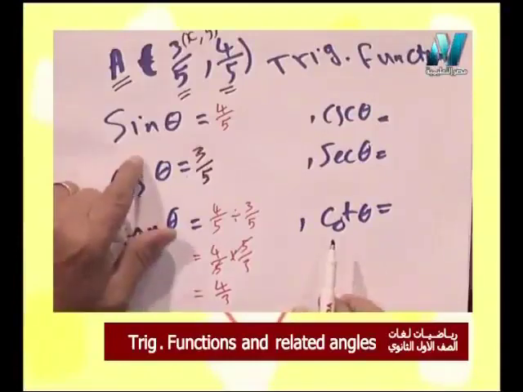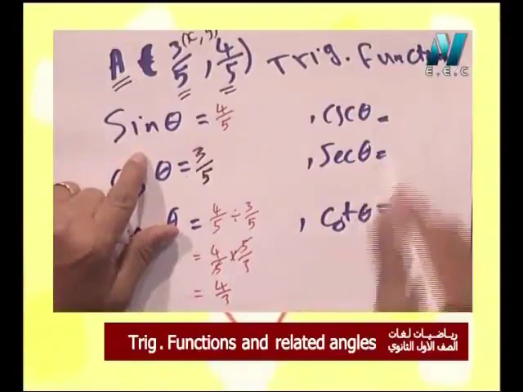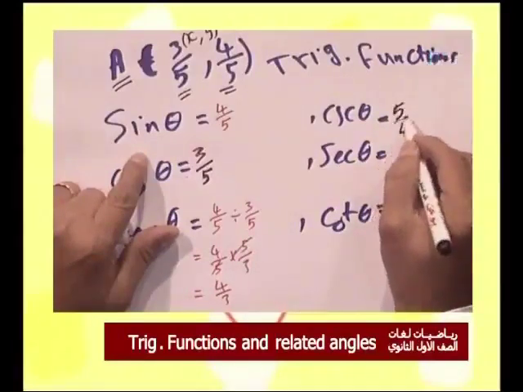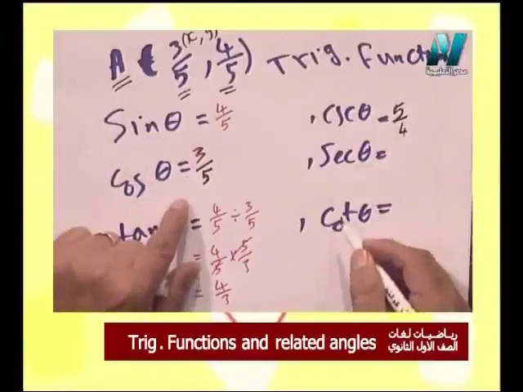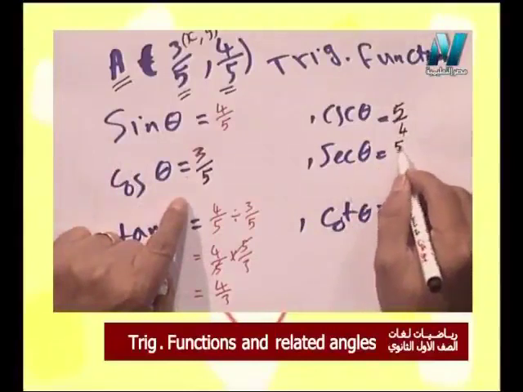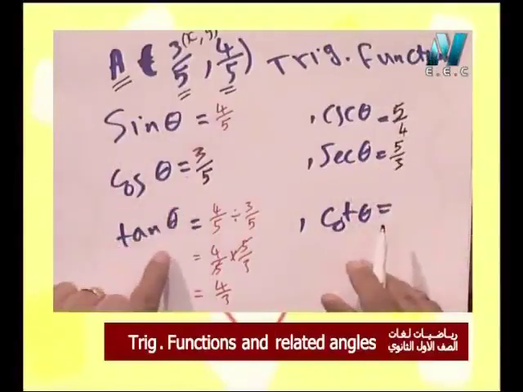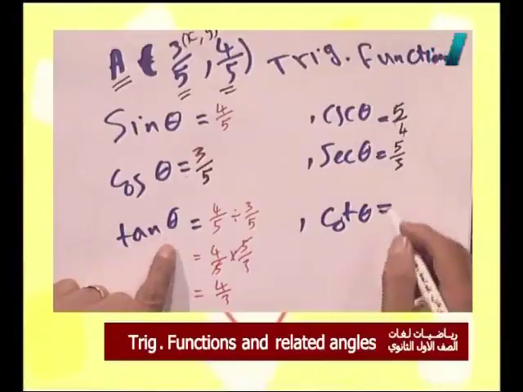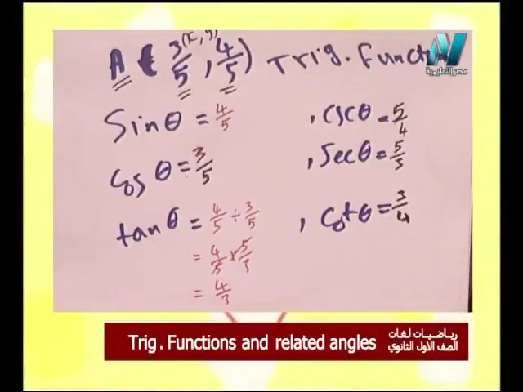And we have the reciprocals for these angles. Sine, its reciprocal is 5/4 here, and the reciprocal of cosine, which is sec, equals 5/3, and cotan theta is the reciprocal of tan theta, which is 3/4. Let's move to another question.